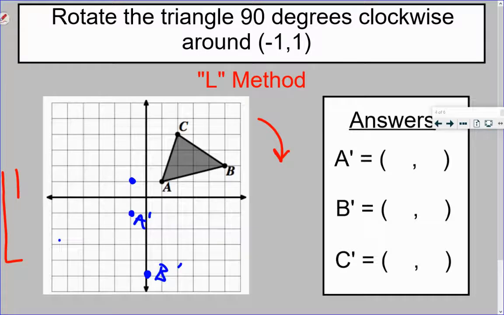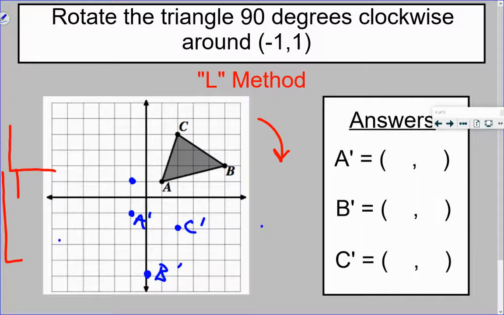Now I'm going to go over to C. So I'm going over 3 and up 3, something like that. And then I'm going to rotate that 90 degrees. Remember, I have to put it back to the center of rotation. So my C point ends up right there. Let me label that C. Then I'm going to move that out of the way.